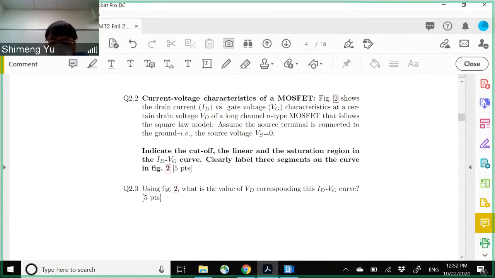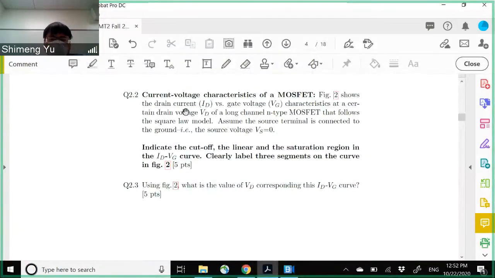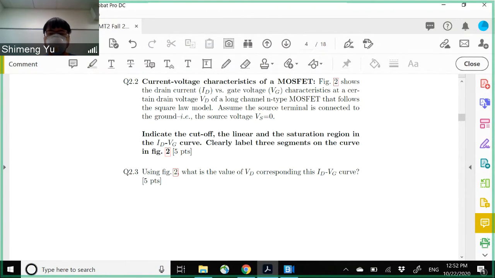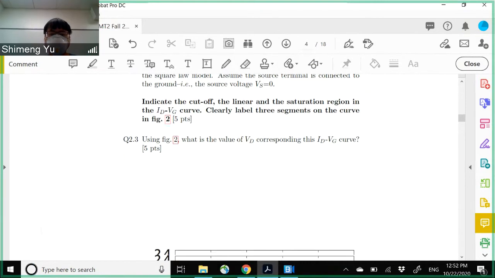And then let's look at the next. So current versus voltage, basically IV. And we assume the square law model. That means the first order equations for the ID-VG or ID-VD. And the source is ground. So indicate those 3 regions in this figure.